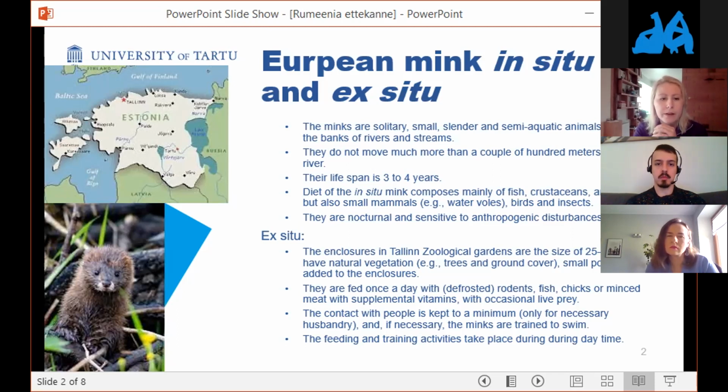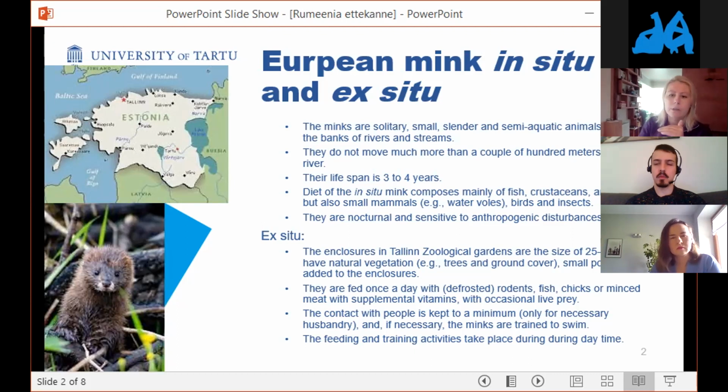And also the other factor which I would like you to pay attention to is the communication that they have with humans. So they are nocturnal, which means that they have very little contact with people, and they are very sensitive to anthropogenic disturbances. If I won't have the time to talk about this human-animal relationship, then I will only concentrate on the functional circle of food.